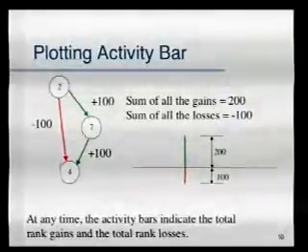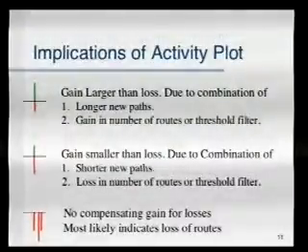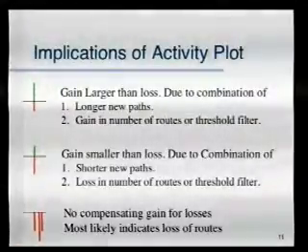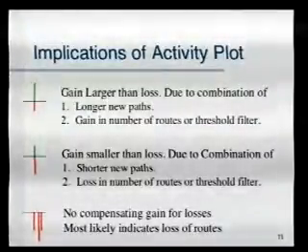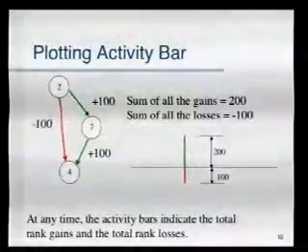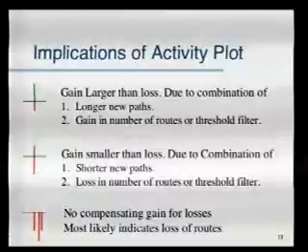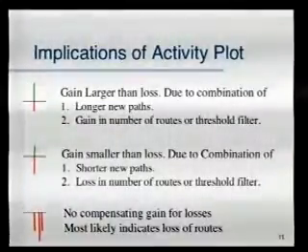So there are various implications this activity plot could have. The first one is you could have the green much higher in magnitude than the red. This could be due to a combination of just longer new paths, like in this case, for instance, it's a longer new path, or it could also be due to a gain in the number of routes. It just happens that there are new routes being announced, and so you have new green things coming up.